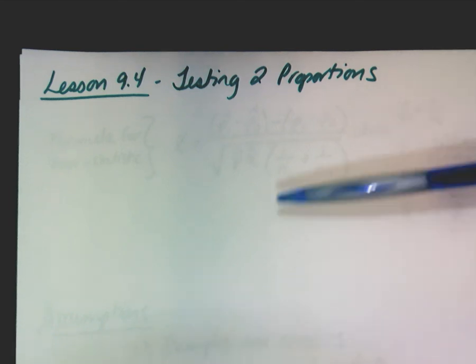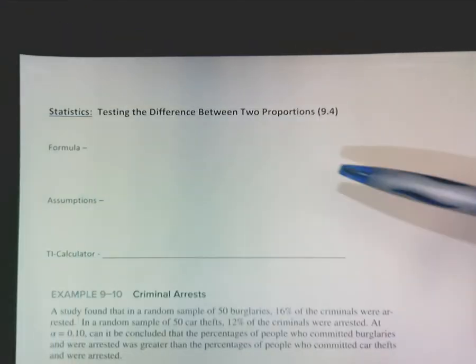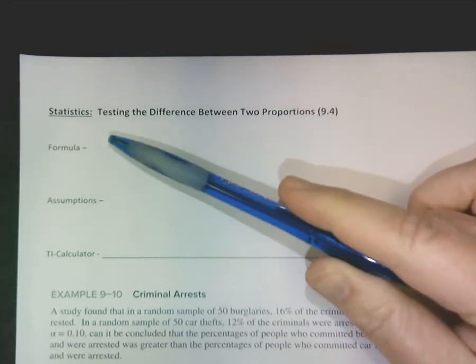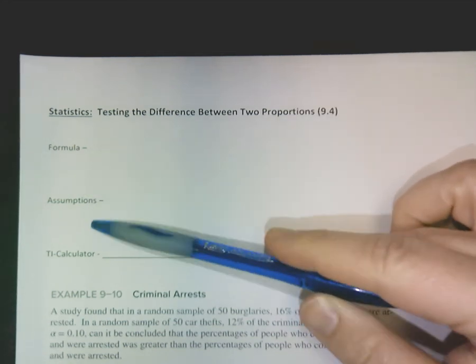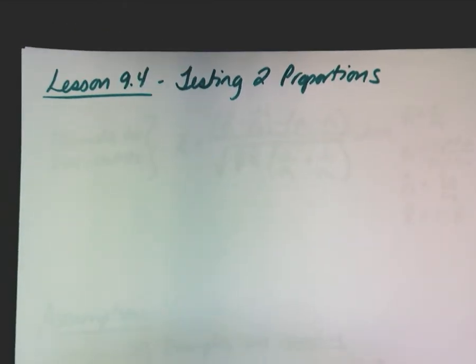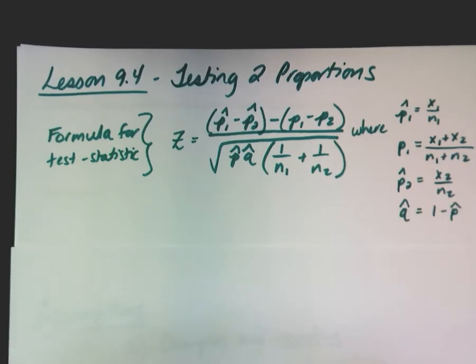First things first, hopefully you have downloaded this sheet right here, testing the difference between two proportions. I actually pre-wrote out the formula and assumptions, and then I'll write what the TI calculator is, but I put it on this sheet already because I forgot I had written it on that sheet. But I did want to show you the formula for the test statistic for testing two proportions.